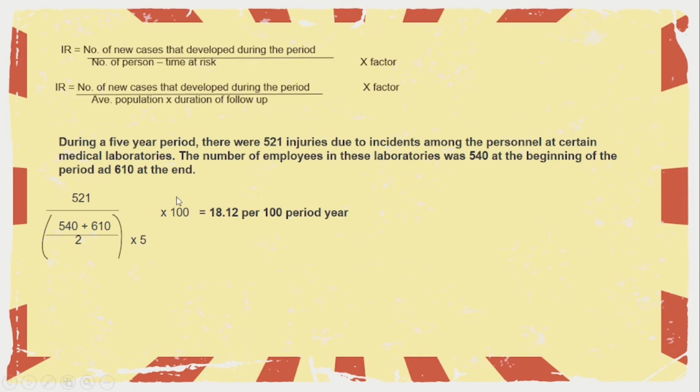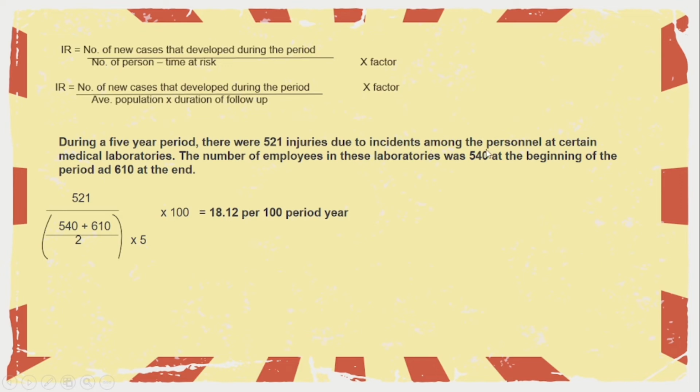Okay? During a 5-year period, there were 521 injuries due to incidents among the personnel at certain medical laboratories. The number of employees in these laboratories was 540 at the beginning of the period and 610 at the end. So, number of new cases that developed during the period, ilan nga ba? 521 will be our numerator. Divided by, ang sabi daw, average population. Average population. Ilan ba yung population? So, average, getting the mean.